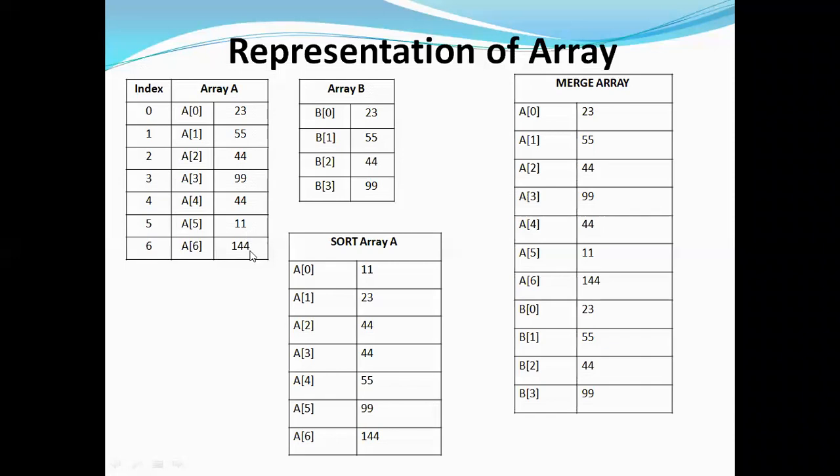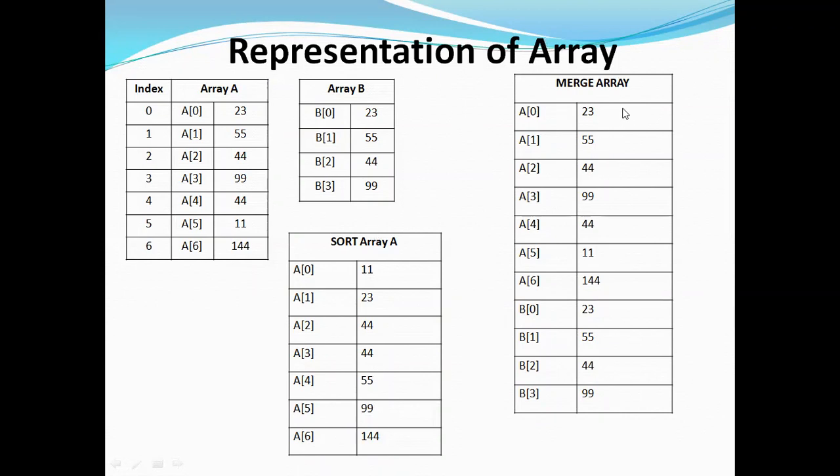Either they are in ascending order nor in descending order. So if I want to arrange the elements in a particular order, let's say ascending order, the first element is the least element and the last element is the highest element. 11, 23, 44, 44, 55, 99, 144.